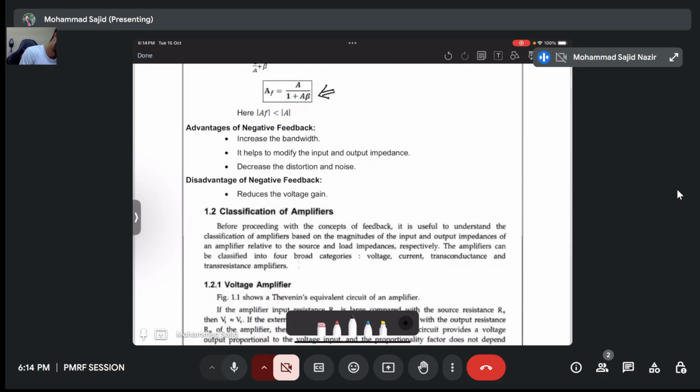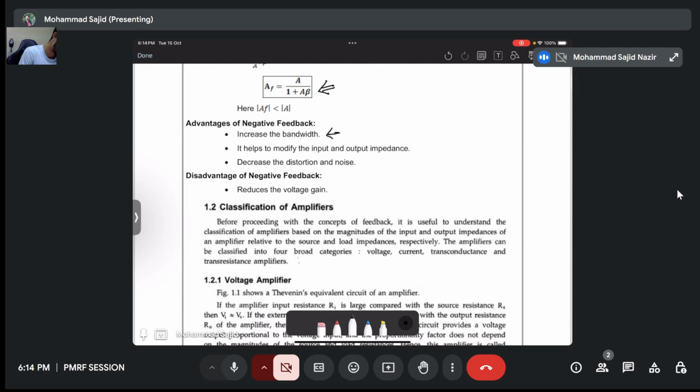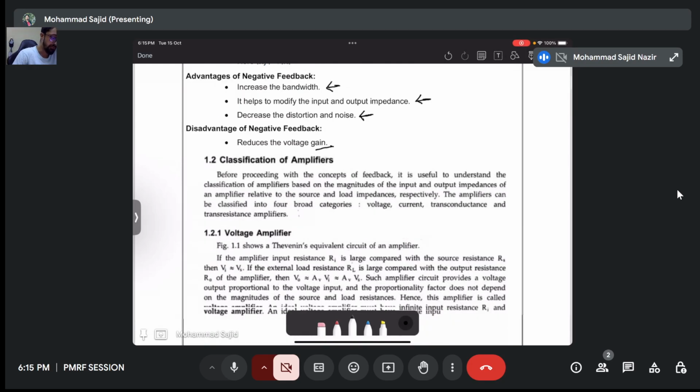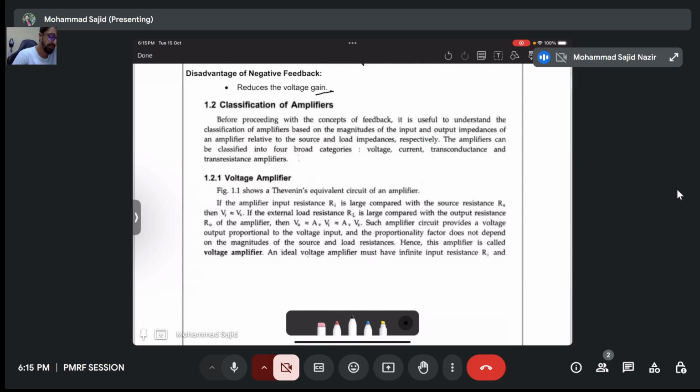Right? So what are the advantages? Increase in the bandwidth. We can manipulate the input and output impedance, and we have a decrease in distortion and noise. So we have a lot of advantages, and we have a disadvantage as well. That is, we have a reduced gain, as we see here in this equation, let's call it number 2. So let's first see what the different types of amplifiers are. Then we will go to the types of feedback and how we can choose the different type of feedback based on the amplifier we want to design.